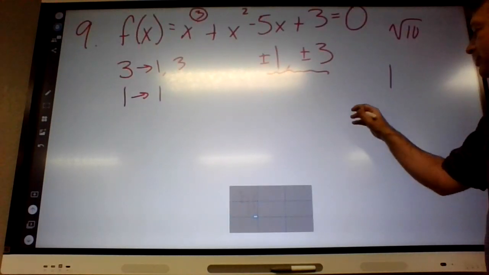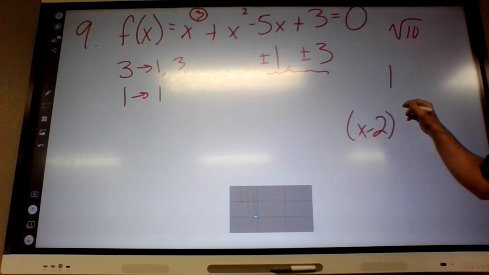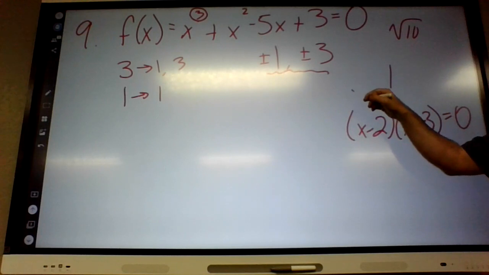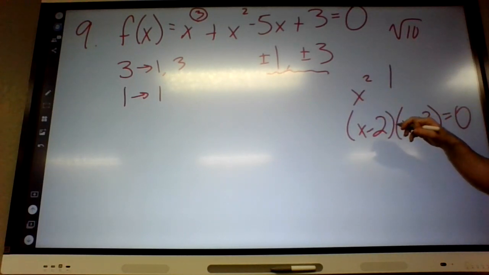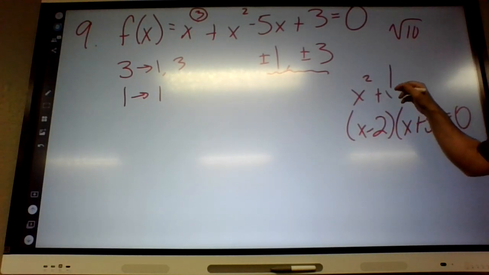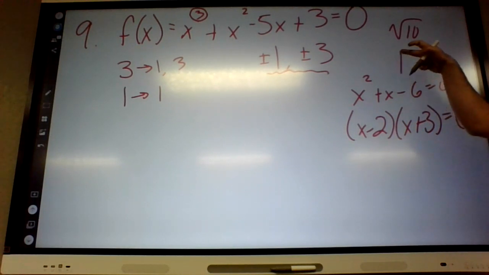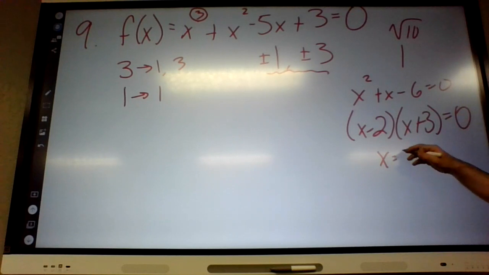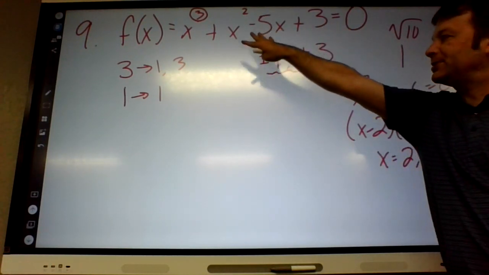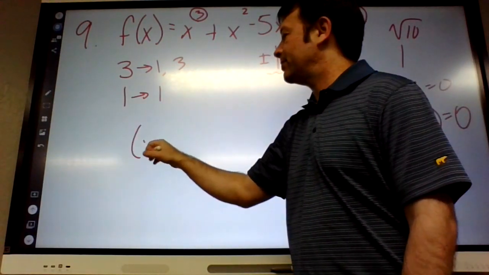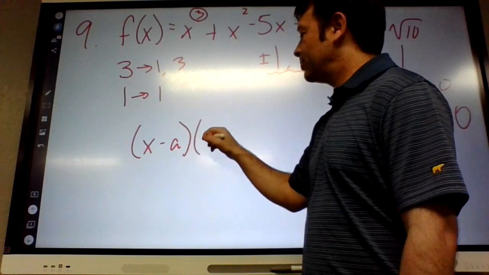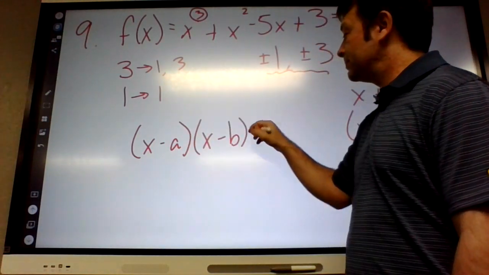You guys remember back last chapter when we were solving and we factored something like x squared plus x minus 6 equals 0? And we factor it, and then what would the answers be? 2 and negative 3. So if this thing has 3 answers, that means it should break down to 3 factors: factor 1, factor 2, factor 3.